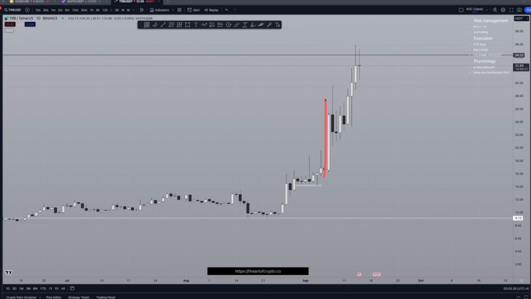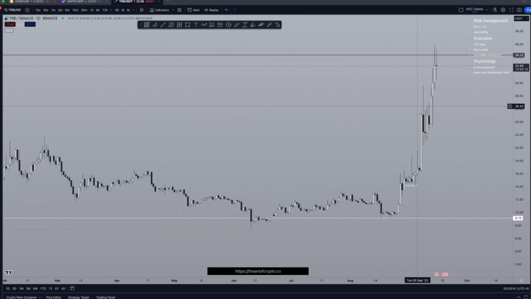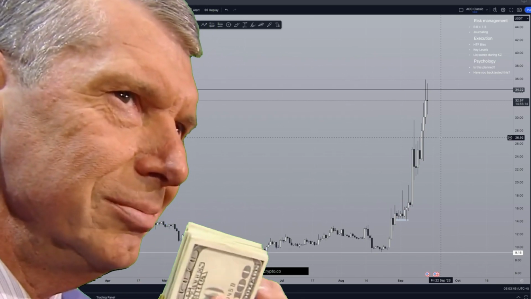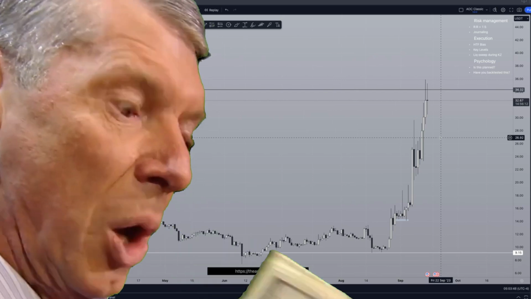Because the impulse is where the money is. The money is not made in the small little choppy consolidations here. The money is made here and here, right? This is how you get the 10, 20, 30, 40 R trades. You can literally make 50K in a day and then just not work for the rest of the month. That is a very real possibility about being a trader.